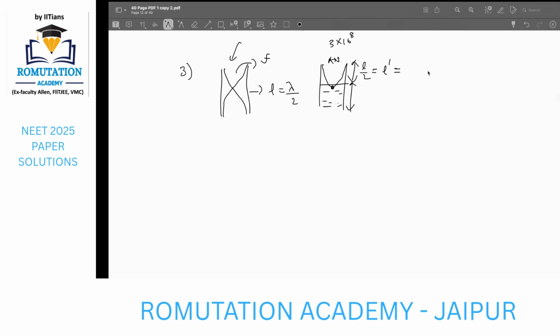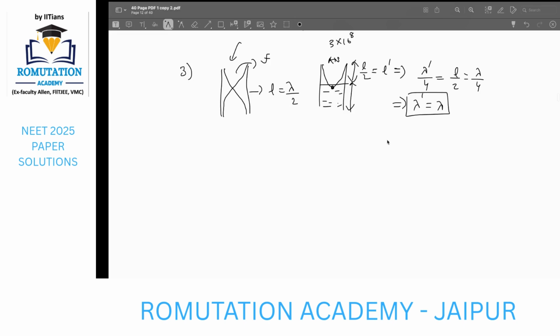The fundamental will be, let's call this lambda dash by 4, because you can see that the gap between the antinode and node is lambda dash by 4. So that is looking to be L by 2, right? Which is nothing but, because L was equal to lambda by 2, so L by 2 will be lambda by 4. So can I say that lambda dash is turning out to be lambda only, similar to the previous case, right?